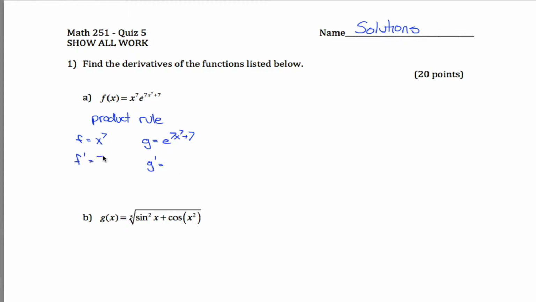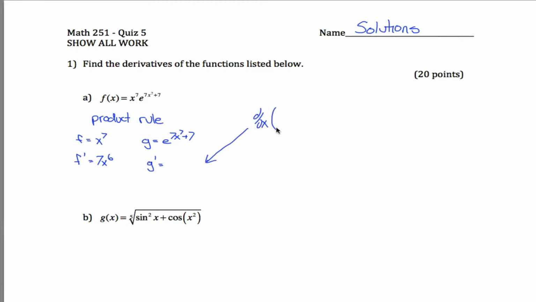F prime, that's easy. Just using the power rule, I get that that's 7x to the 6th power. G prime, not so easy. To figure out g prime, we'll actually have to use another rule. We'll have to use the chain rule. So to figure out the derivative, what should I do? Should I color code this maybe? We want to figure out what goes down here.